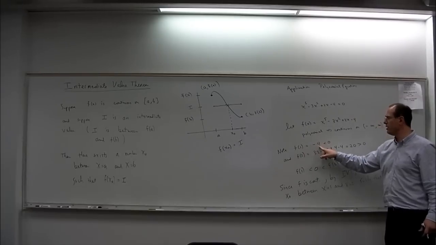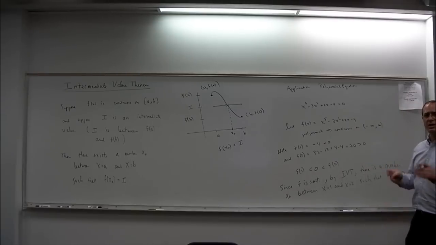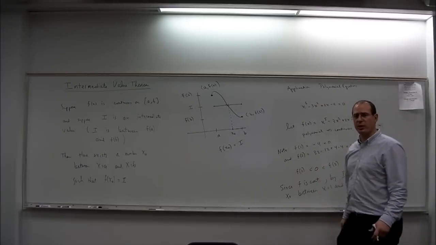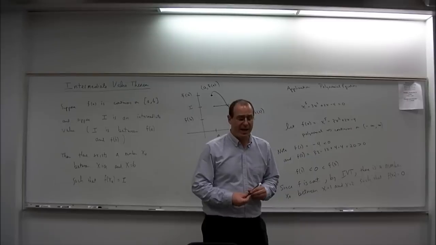So when x is 1, the function was negative. When x was 2, it's positive. Those are not solutions themselves. But since one of them was negative and the other one was positive, there must be a solution. This function must equal 0 somewhere between x equals 1 and x equals 2. That's an application of the intermediate value theorem.